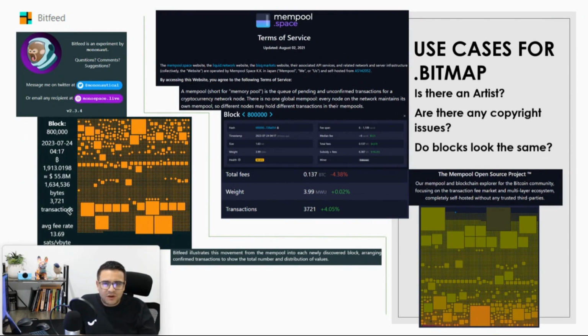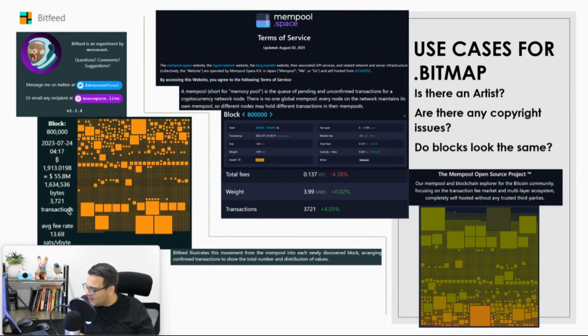And I'm sure you are familiar with Bitfeed, because that is where essentially everyone is snipping these bitmap representations from. So I thought, well, let's have a look into the Bitfeed website. If you look on the screen, I thought it was worth noting that Bitfeed is currently an experiment, and there's a name of @monoautical. I hope I've said that right.